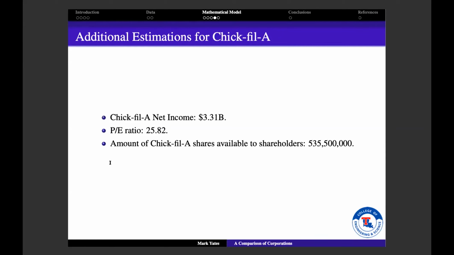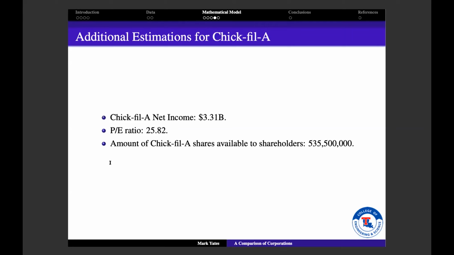And then the last estimate I had to make was the amount of shares that Chick-fil-A would have available to their shareholders. Turns out McDonald's has 758 million shares in circulation. Yum Brands has 313 million shares in circulation. So what I did, I averaged those two values to come out with 535,500,000 shares that Chick-fil-A would have in circulation for their shareholders.